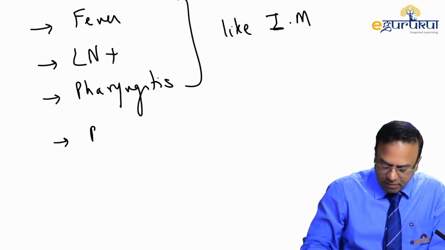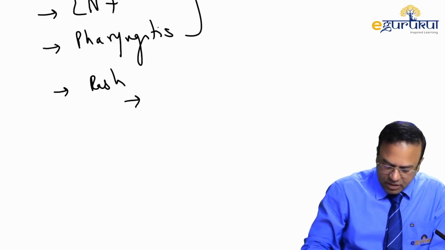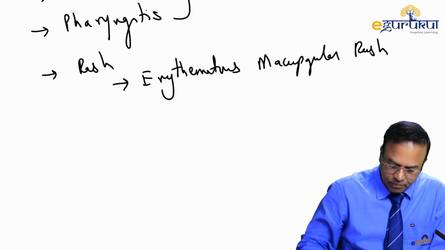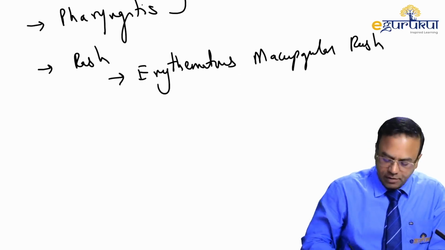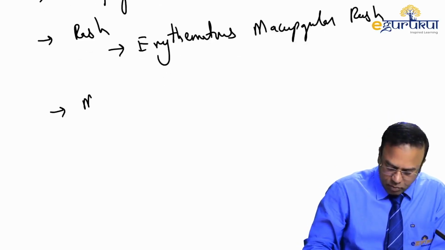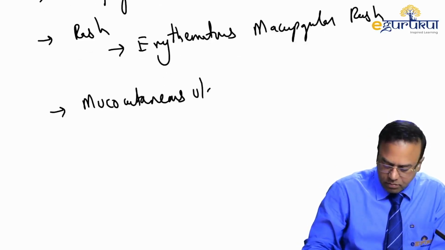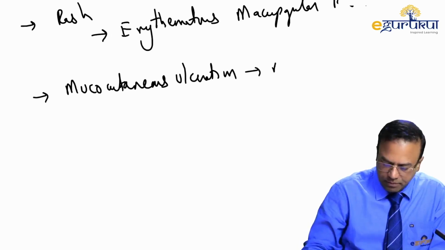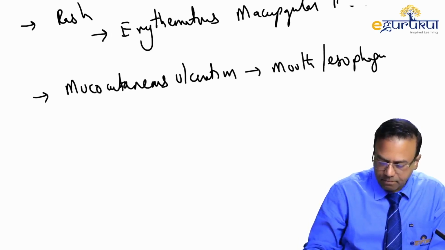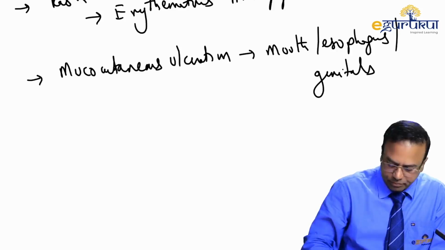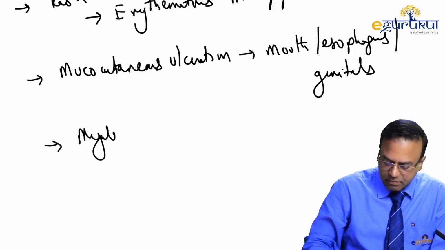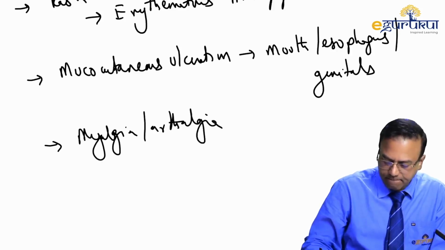Some of these patients can develop a rash. This rash generally is an erythematous maculopapular rash, which occurs on the face and the trunk. There could be mucocutaneous ulceration, mainly involving the mouth and the esophagus, sometimes involving the genitals. Myalgia, arthralgia, like any viral infection.